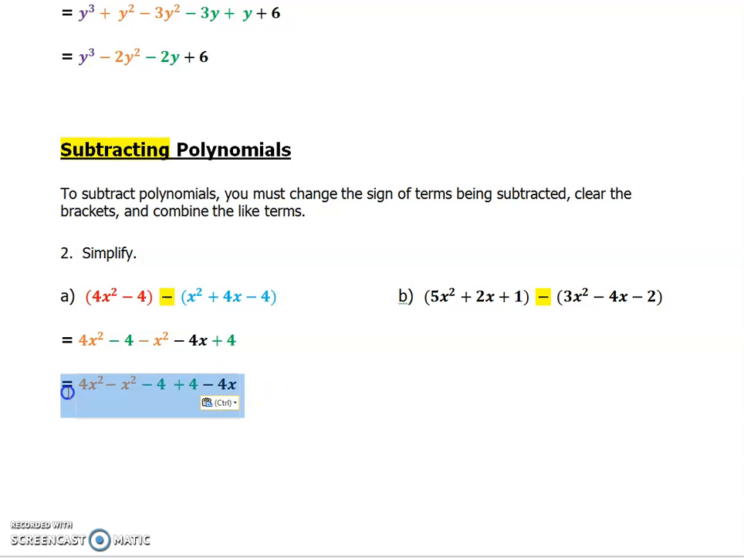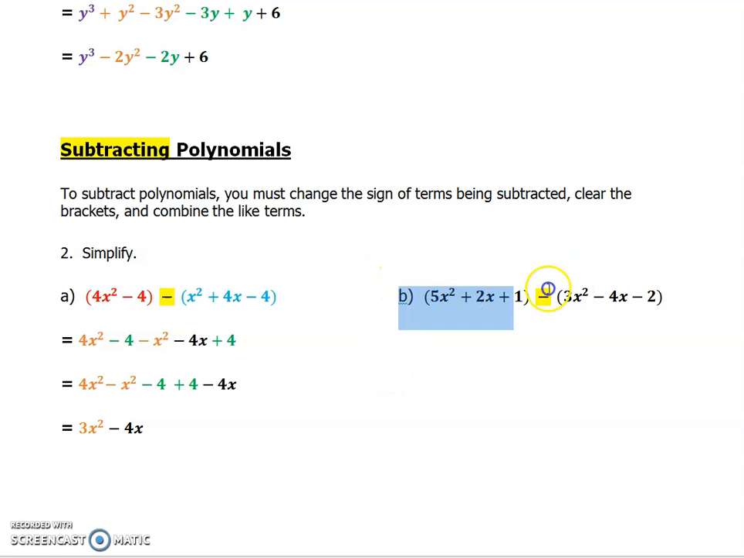And so let's find the final answer, which is combining those colors. So that's going to be 3x squared. All right, negative 4 and positive 4 is going to get rid of that completely. It's going to be a 0. And the black is, we didn't touch it. So that is our final answer, 3x squared minus 4x.